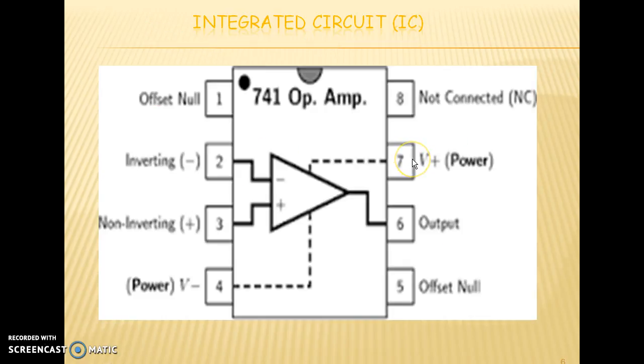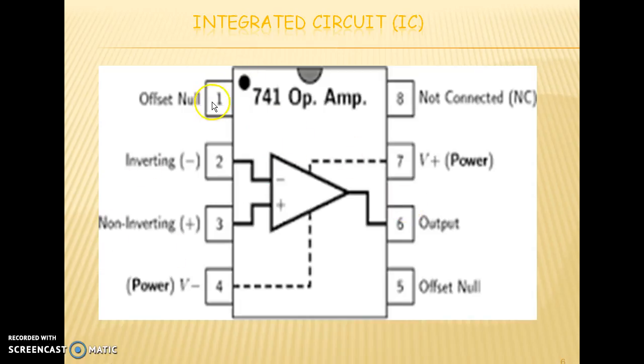Now, integrated circuits. What is an integrated circuit? Fabrication of a complicated circuit into a small silicon chip is generally termed as an integrated circuit. The IC number for operational amplifier is 741. That is, IC 741 is the integrated circuit for an operational amplifier. It is an 8-pin IC.